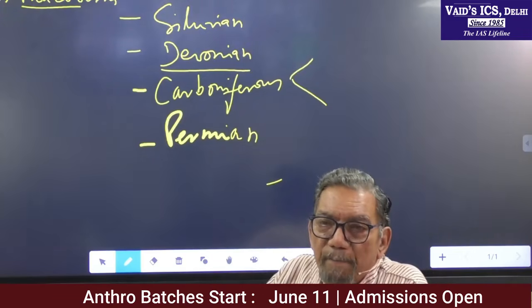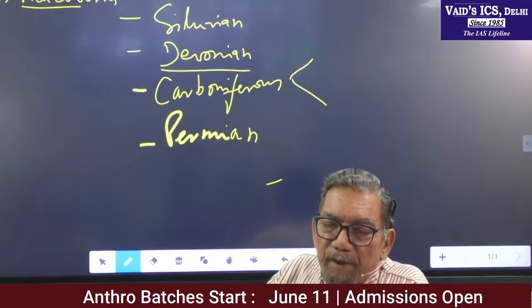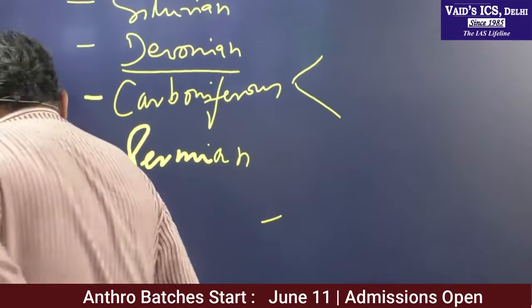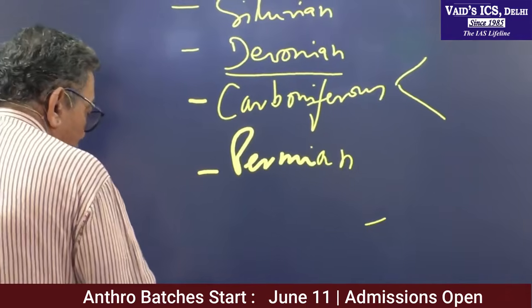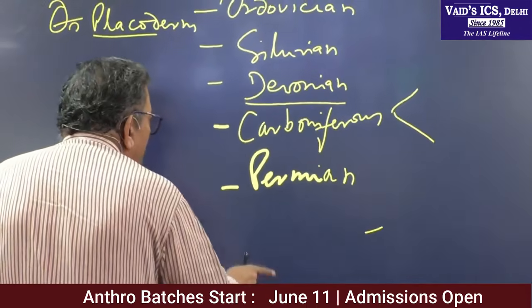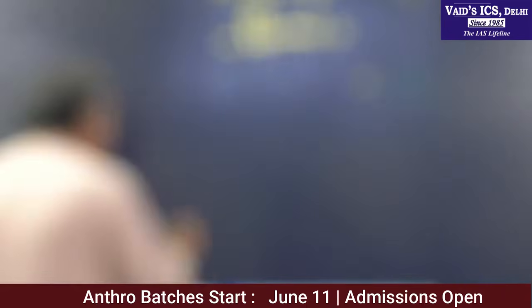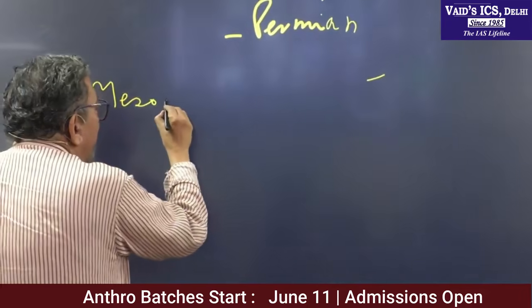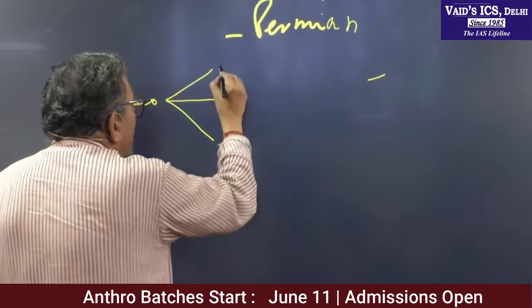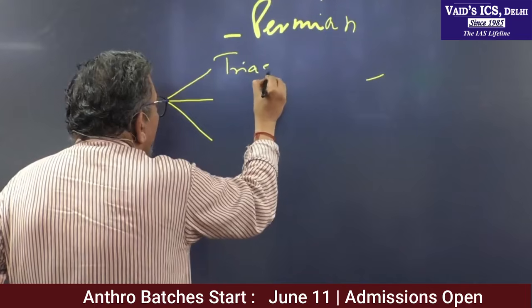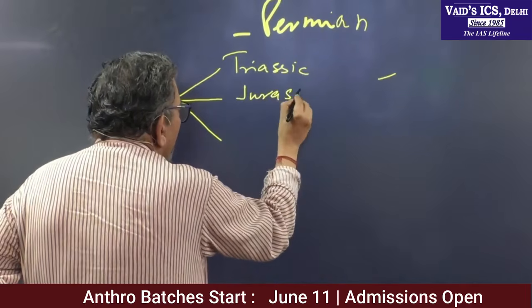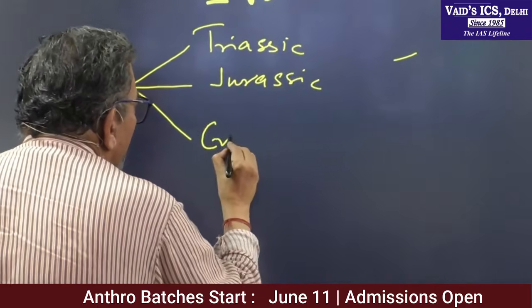Fine? Complex invertebrates or amphibians. After Paleozoic, you have Mesozoic. Meso means intermediate. And it has three periods: Triassic, Jurassic, and Cretaceous.